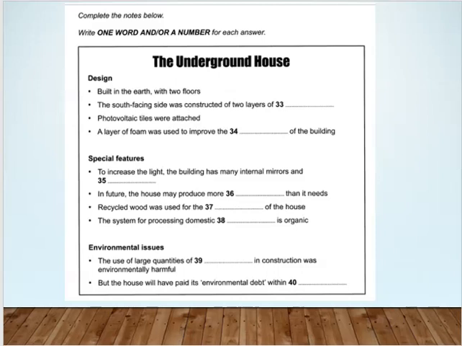Then next one is recycled wood was used for the dash of the house. So recycled wood is one keyword. Used, then house. So what is the purpose of using recycled wood? So that is the question.